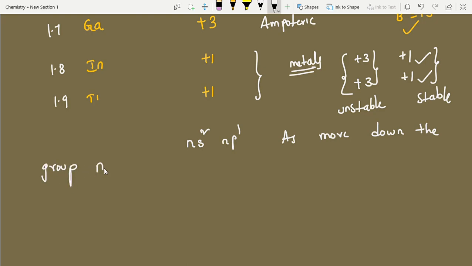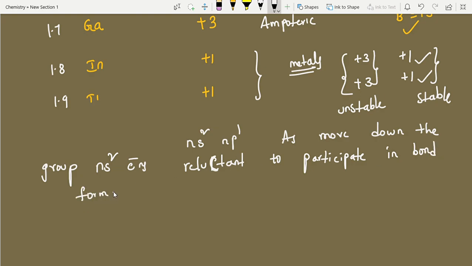ns2 electrons are reluctant to participate in bond formation. If the ns2 electrons are not participating, then only np1 remains. As we move down the group the metallic nature increases, so it is more non-metal only, but it is not the highest non-metal, no?